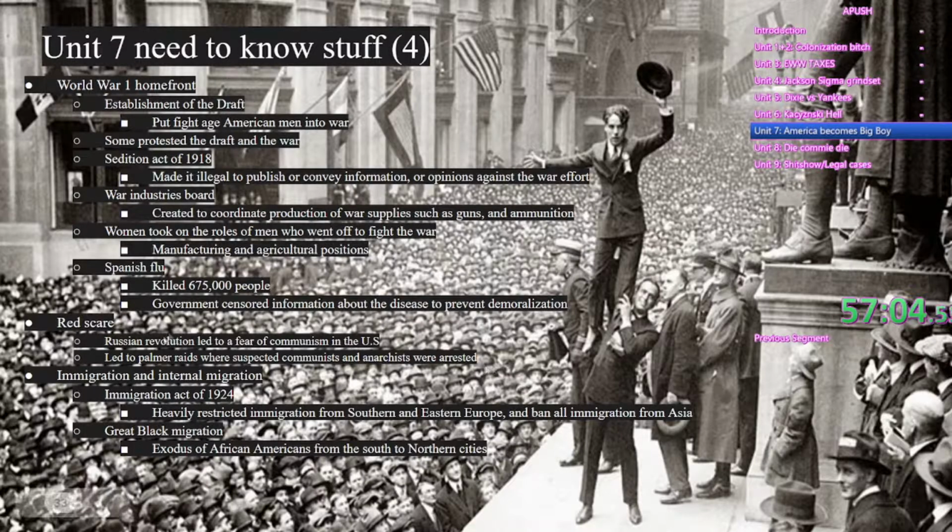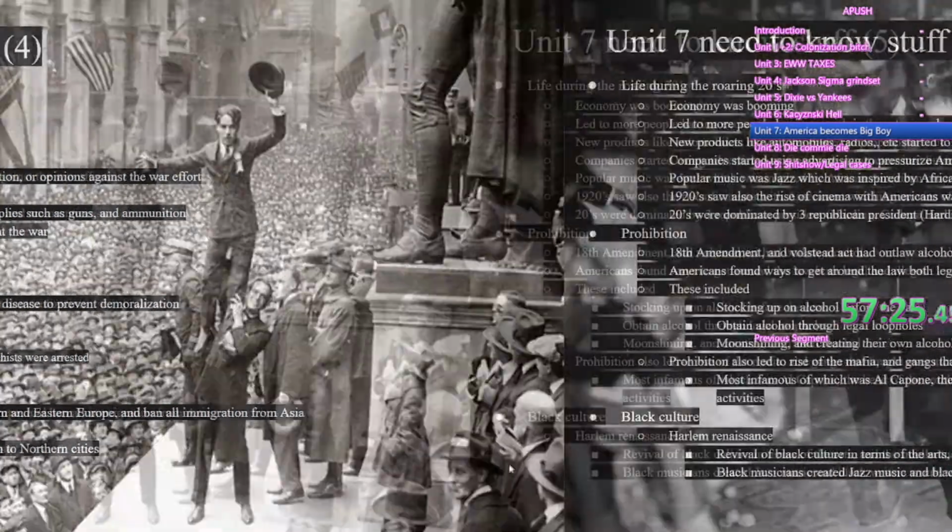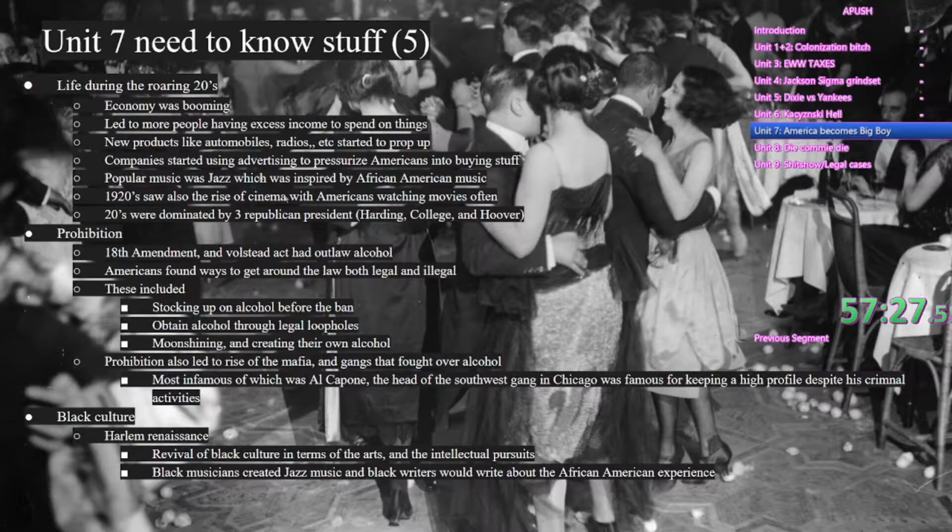But anyway, moving on. Immigration and internal migration. The Immigration Act of 1924 heavily restricted immigration from Southern and Eastern Europe and banned all immigration from Asia. And also you had the Great Black Migration, which was an exodus of African Americans from the South to northern cities.